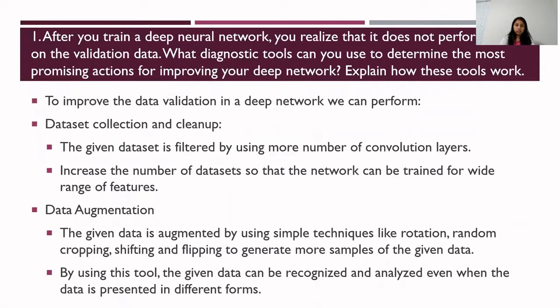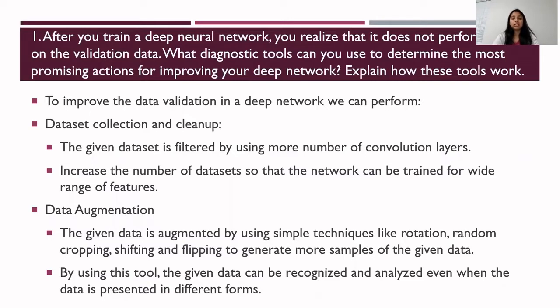In this video, we are going to address 5 different questions. The first question is: when we train a deep neural network and the validation data does not perform well, what tools can we use to improve the deep learning network so that the validation performance improves? The following tools can be used.